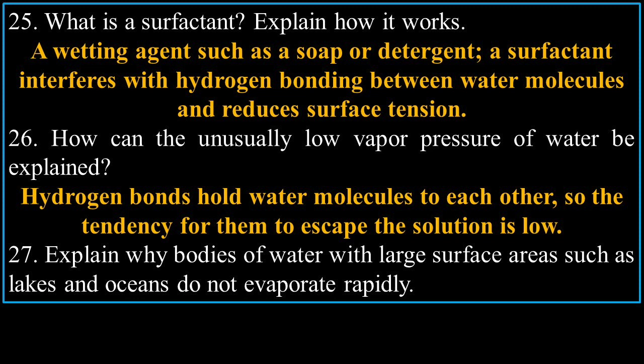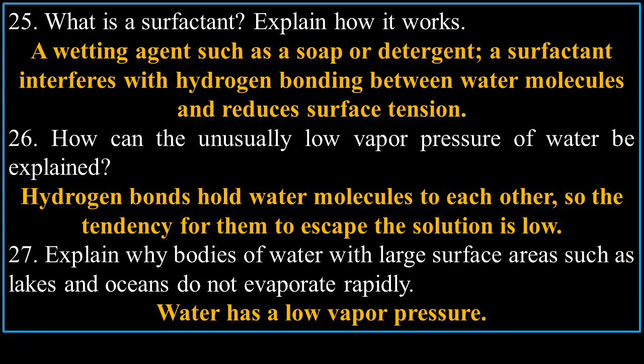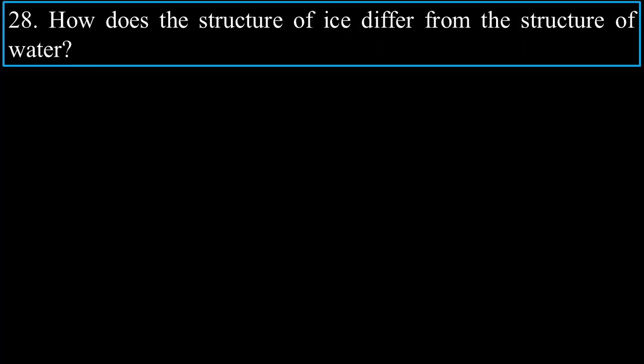Explain why bodies of water with large surface areas, such as lakes and oceans, do not evaporate. Because water has a low vapor pressure. Water has a low vapor pressure, otherwise they would all evaporate. It would be really sad.